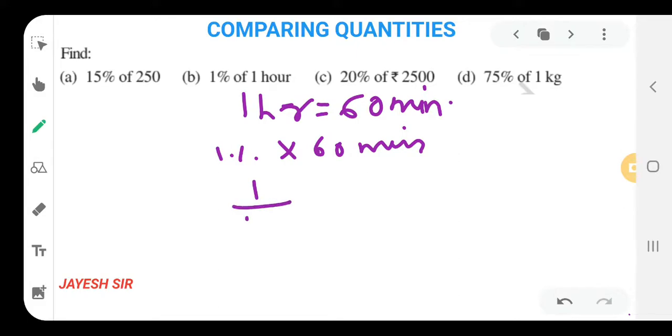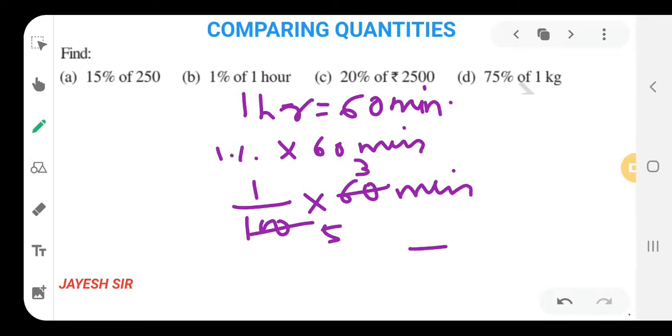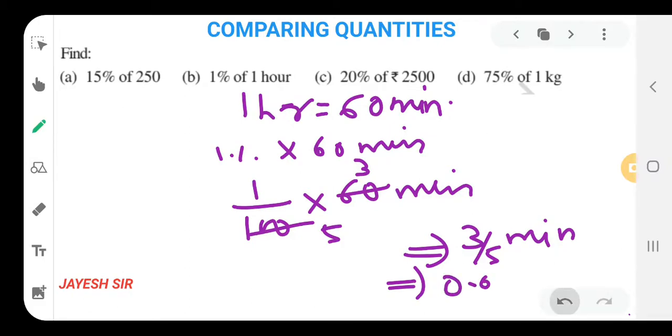1: we want to remove the percentage sign. 1 upon 100 into 60. In terms of minutes, we are going to get the answer. 2 3s are 6, 2 5s are 10. So the answer is 3 upon 5 minutes, which could be written as 0.6 minute. But I will suggest that you should write 3 by 5 minutes only, which would be very feasible and will be easier for you to solve the sum.